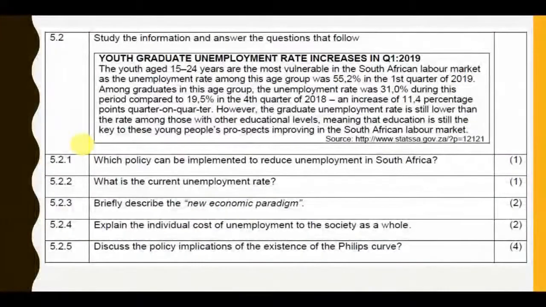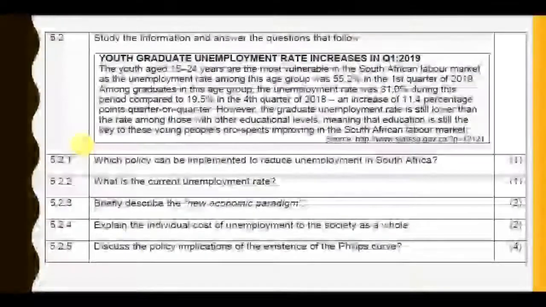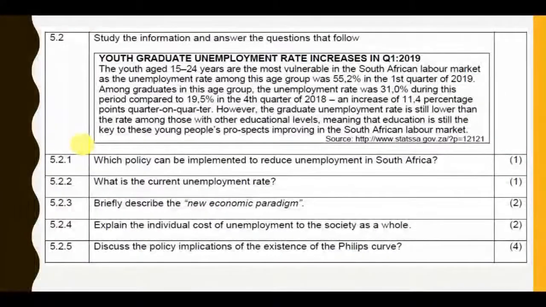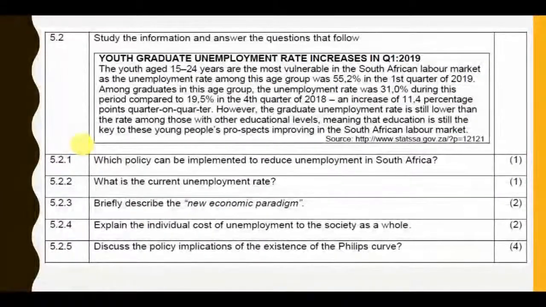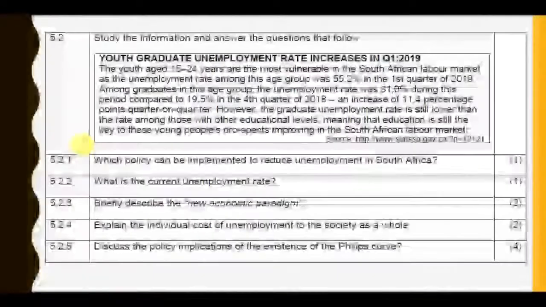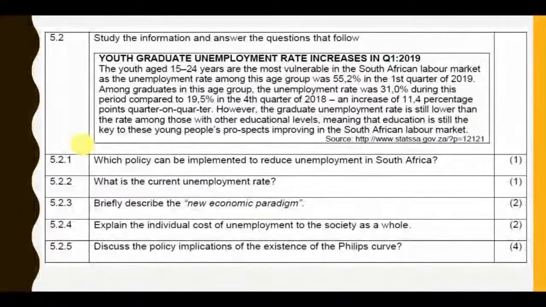So this is all about youth graduate unemployment rate increases in Q1 of 2019. Remember, Q1 in economics grade 12 stands for quarter 1, which is the first 3 months of the year. In economics, the year is divided up into quarters, which means sections of 3 months each. So, I'm going to give you a minute to quickly read through the extract, and then we will go through the questions together. Right, go!